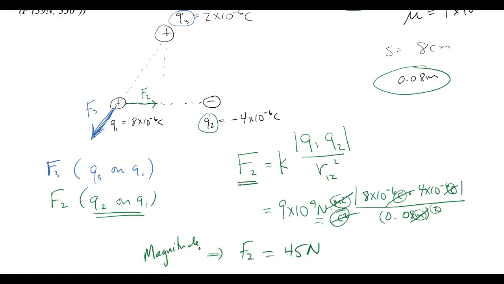How do I determine the direction? I look at the picture. Literally look at the picture. F2 is going to the right, so I know that is to the right. All right, now we've got to solve for F3.